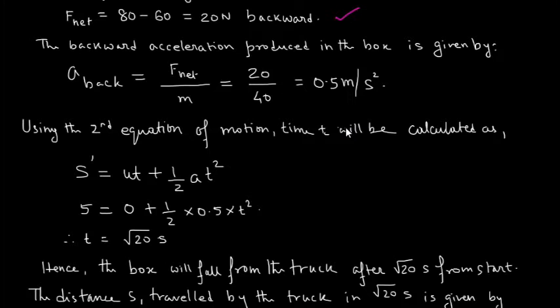Now, the backward acceleration produced in the box is given by a back is equal to F net upon m, that is 20 upon 40, that is 0.5 meter per second square. Using the second equation of motion, time t will be calculated as s dash is equal to ut plus half at square. Putting the values of s dash, u, and a, we get 5 is equal to 0 plus half into 0.5 into t square, that is t is equal to root 20.